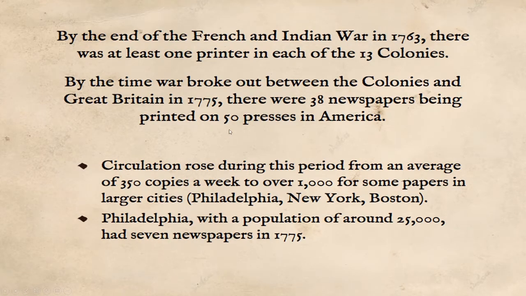So circulation took off during this time. It was roughly between 350 copies to over 1,000, depending on where you lived. The bigger cities, Philadelphia, New York, and Boston, just like today with Los Angeles and New York, tend to sell more newspapers than anywhere else in the country just based on the population that reads the papers. Papers like the LA Times and the New York Times still have the biggest readerships in the country. A lot of that's based off of population, but both of those papers are also in national circulation.